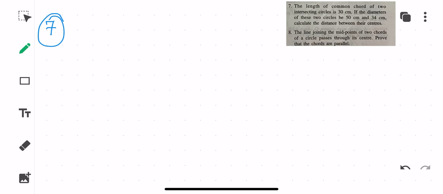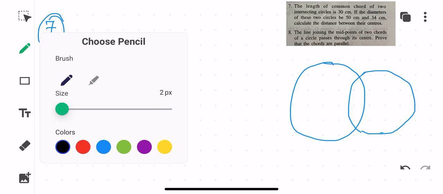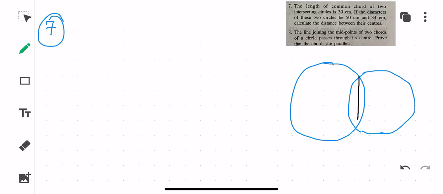Okay, so according to the question, the figure goes like this, children. It is a common chord of two intersecting circles. Suppose this is my one circle and this is my another circle, and of course they are not equal circles, children. They have been given as different circles. Why? Because their diameters are different. So there is a common chord in between both of them, and this is the common chord that we are talking about.